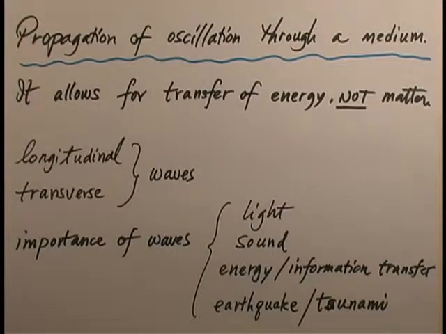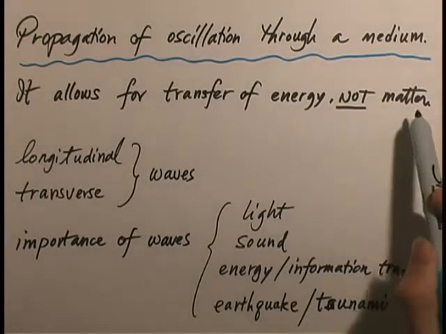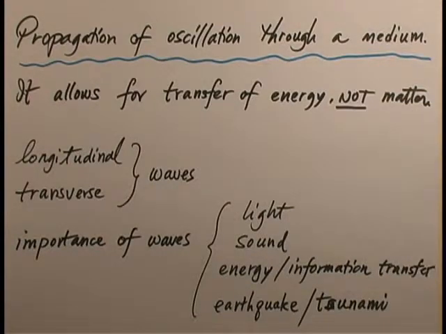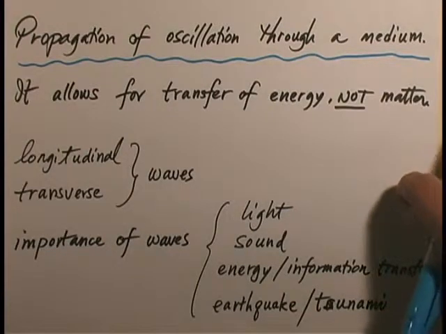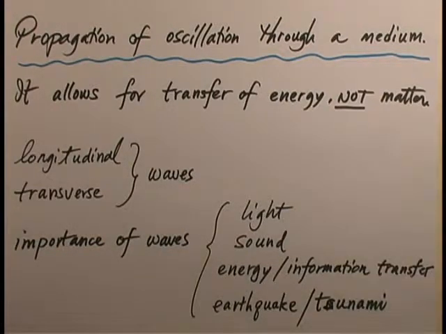Why is wave so important? Well, among other things, one unique thing about a wave is that it allows for energy to propagate, to transfer, not matter. Oftentimes, energy and matter move together. For example, if an electron is shot from one side to another, not only does it bring energy, it also actually brings this physical particle, the electron. But a wave is different.